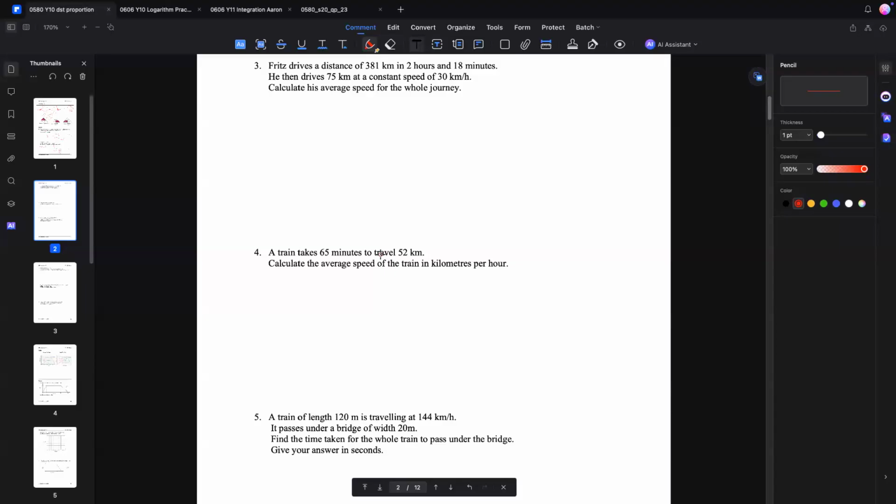How do you calculate? You change your 18 minutes into a fraction, so it will be 18 over 60. So it will be 2 and 18 over 60, which you get a mixed fraction. A mixed fraction, you can change it into a decimal.